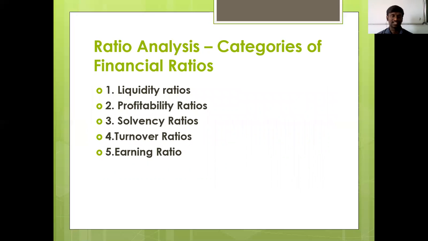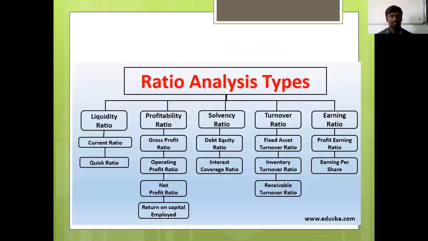In ratio analysis, we can categorize financial ratios into liquidity ratios, profitability ratios, solvency ratios, turnover ratios, and earning ratios. And now the ratio analysis types. This chart explains in detail what the ratios are, category wise.